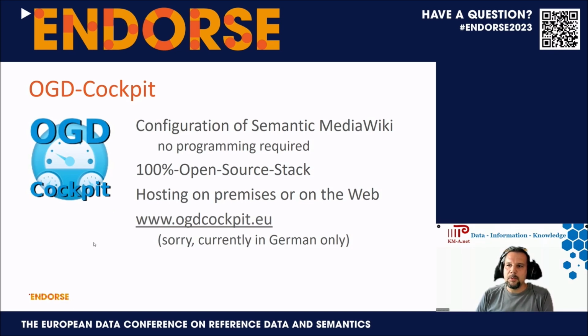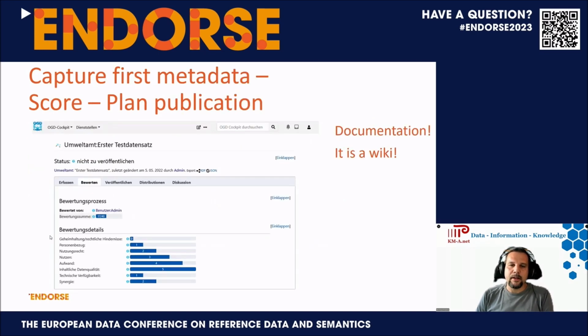Why not use Semantic MediaWiki? It is an open source solution. You can host it on the web or in your own internal systems. And this OGD Cockpit is a project website, sorry, only in German, that describes how that could be done. And it is also used for other purposes. So basically what it looks like, this is a data set, and you can, for example, here have your different criteria, how you can rate your data set internally, because you might be discussing, can we publish it or not? And this is a wiki, so you can add arbitrary documentation here.